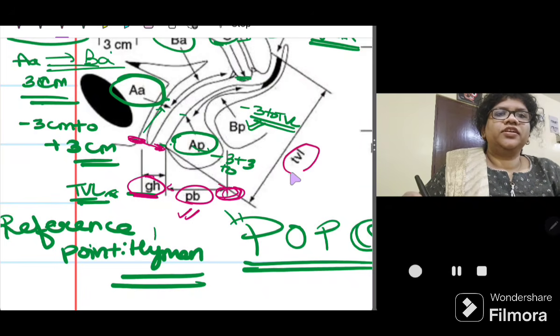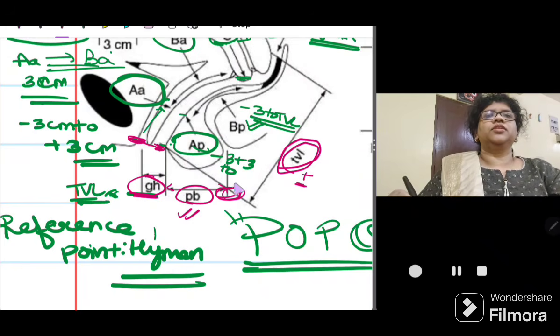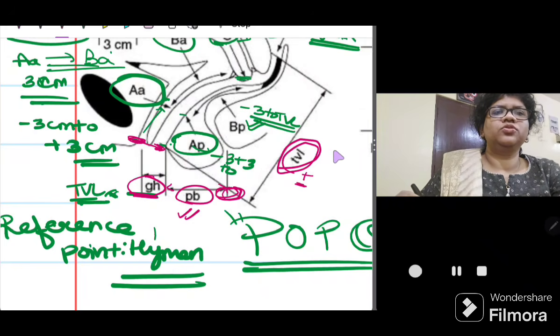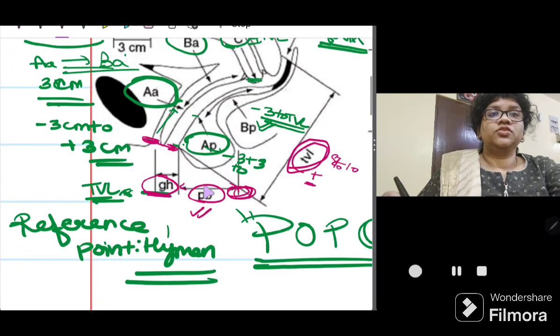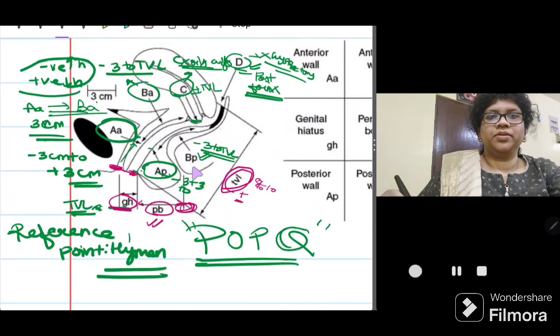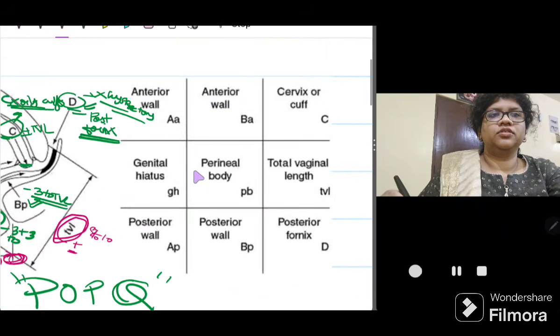Last is the TVL. TVL, as I told you, is your total vaginal length, and it can be plus or minus. This is important to remember. Usually it will be somewhere around 8 to 10 in a normal individual. So these are the points that you have to remember. Now comes where we will plot this.